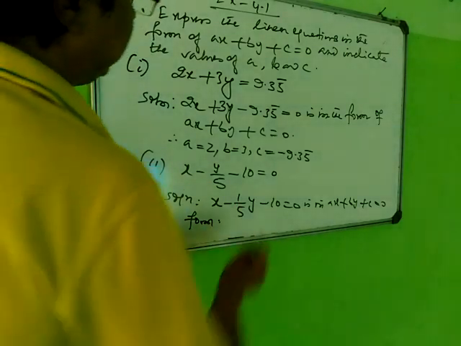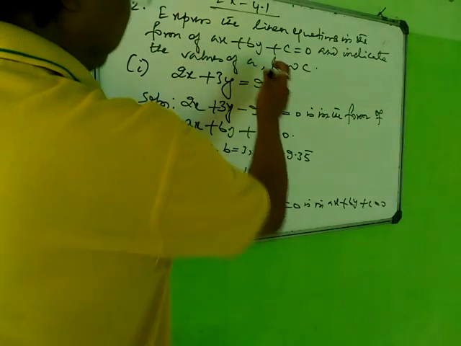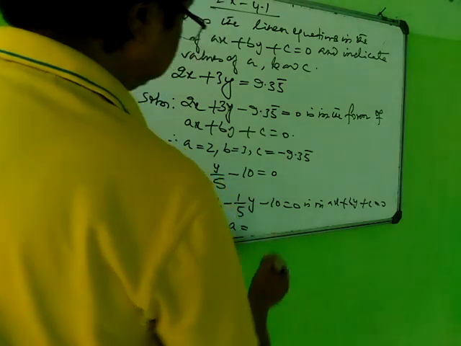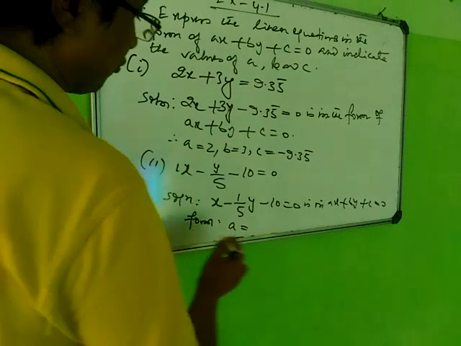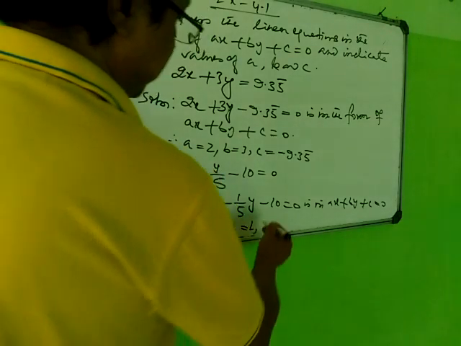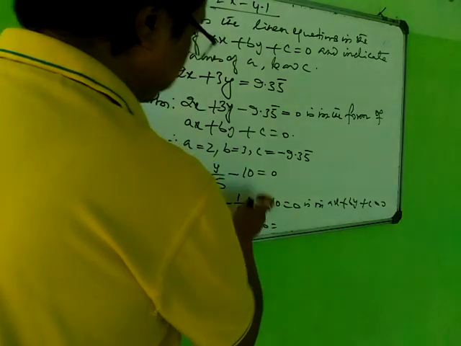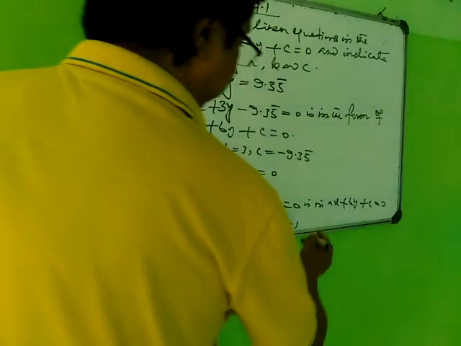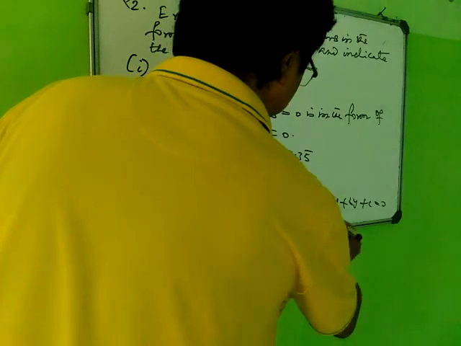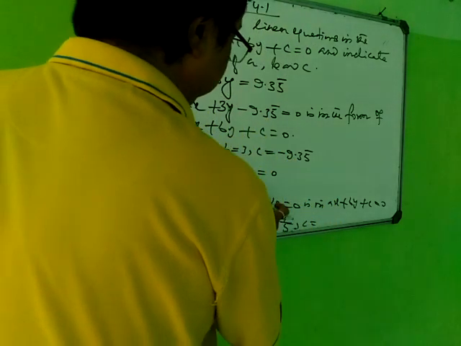So here indicate the values of a, b, c. So here a is what? Coefficient of x. So here the coefficient of x is 1. So it will be 1. b is the coefficient of y, minus 1 by 5. And then c is the constant, that is minus 10.